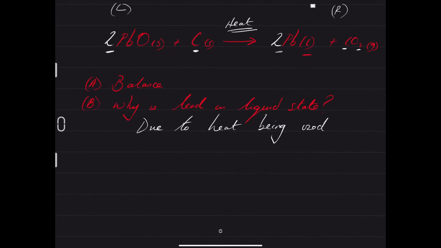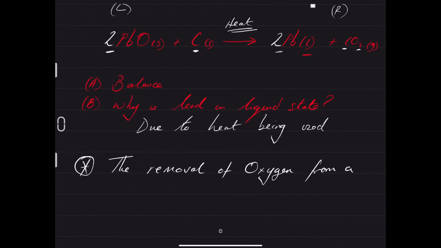The final point I want to make here is that when we remove oxygen from a compound, it is called chemical reduction. So please, can you take this down? This is an important point. The removal of oxygen from a compound is called chemical reduction.